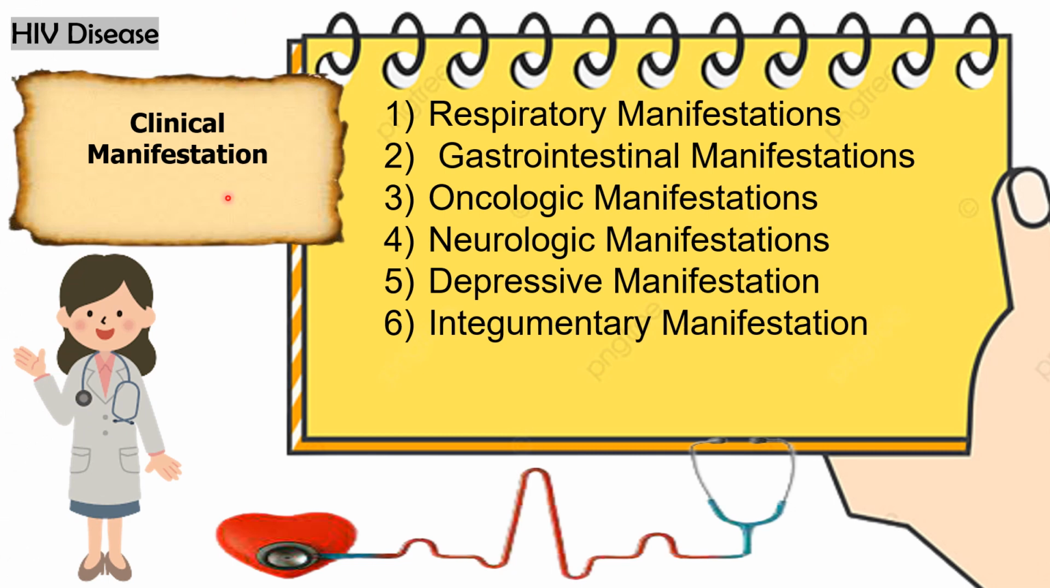Moving on to the clinical manifestations of the patient with HIV. So patients with HIV may experience a number of symptoms related to the disease, side effects of treatment, and other comorbidities. That includes the following. The patient may have respiratory manifestations, gastrointestinal manifestation, oncologic, neurologic, depressive, and even integumentary manifestation. Let's discuss each of these clinical manifestations per system.